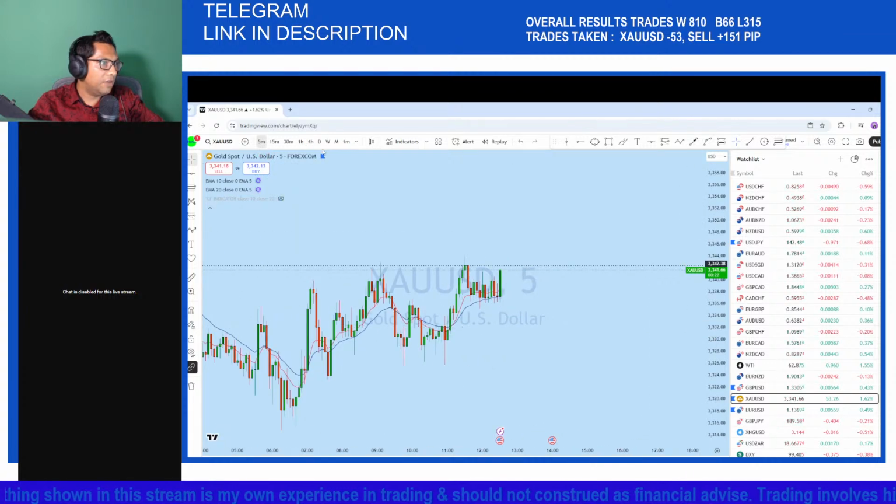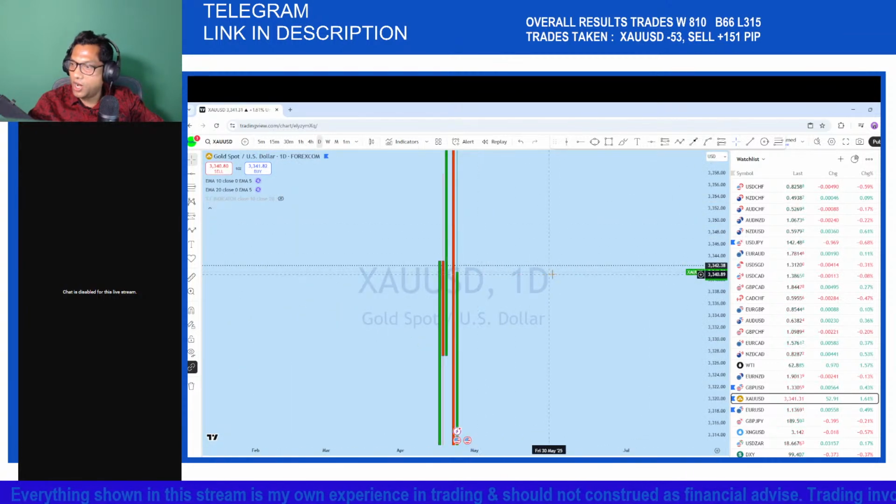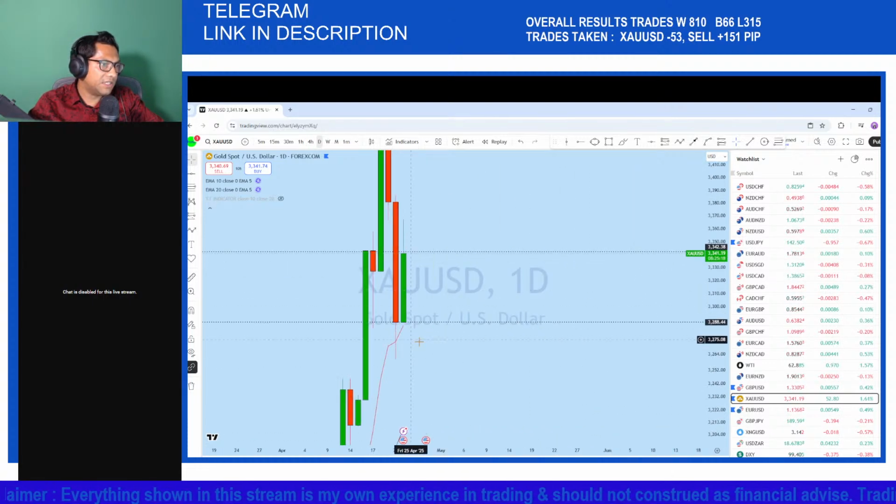So if you look here on the daily, this is the daily price action, where earlier we have seen a significant rejection from this daily low.